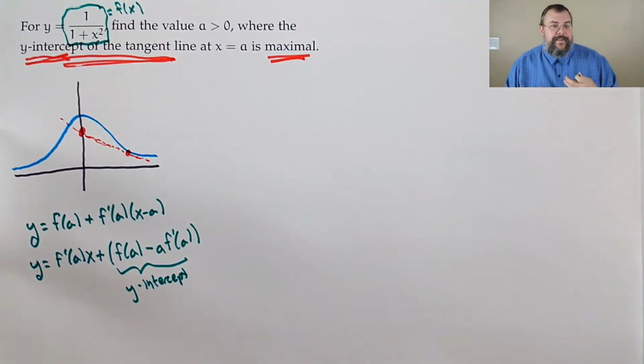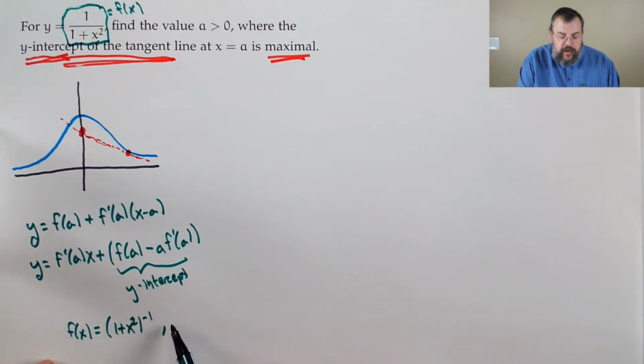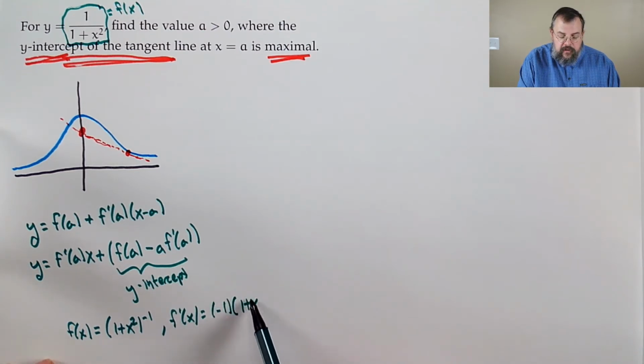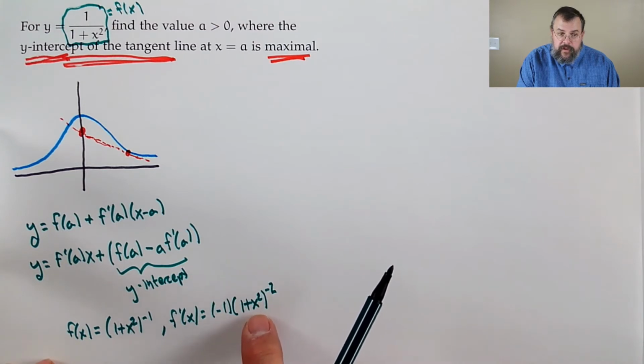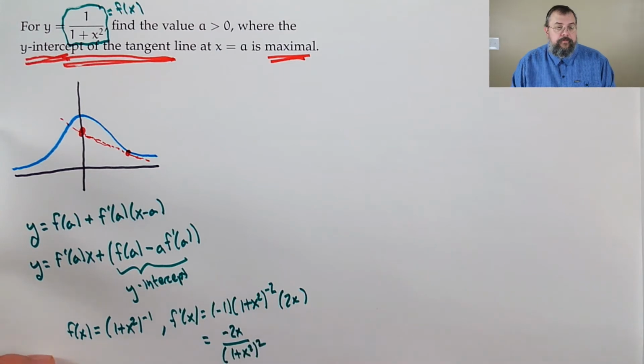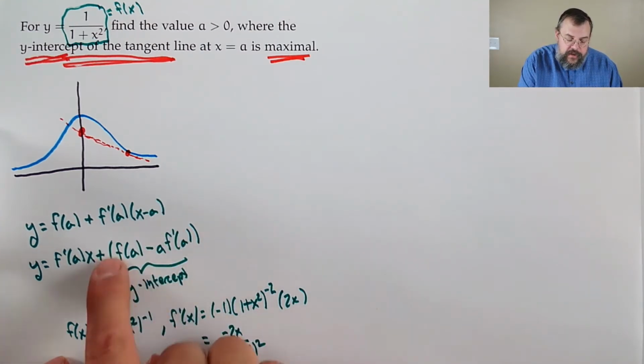All right, so now we kind of have our pieces in place. So let's make some notes here. So f of x is 1 over 1 plus x squared. You can think of it as 1 plus x squared to the minus 1. So f prime of x would be, by the chain rule, minus 1 comes down, 1 plus x squared to the minus 2, multiplied by the derivative of the inside. So multiplied by 2x, which can also be written as minus 2x divided by 1 plus x squared, squared. All right, so we're almost to the point where we have our function. We just have to put our pieces together. We know what our function looks like, we know what the derivative of our function looks like, and we know what our y-intercept looks like.